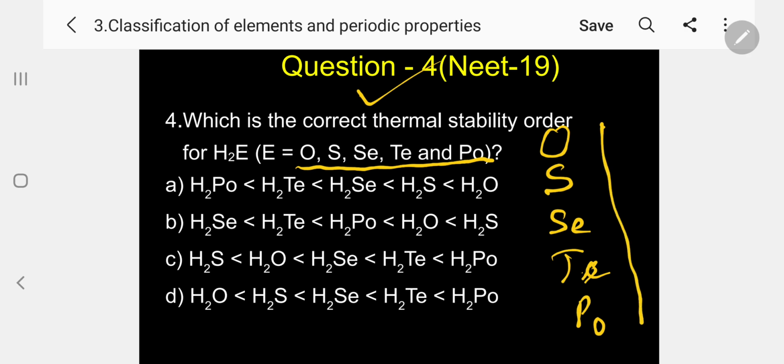Across the period, what is happening to stability? But this question is across the group, so we will concentrate on that. One important piece of information here: when they ask about stability, we can compare normally. Since hydrogen is involved, immediately hydrogen bonding should come to your mind.